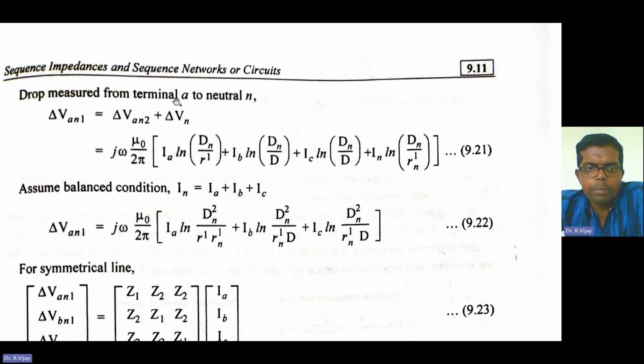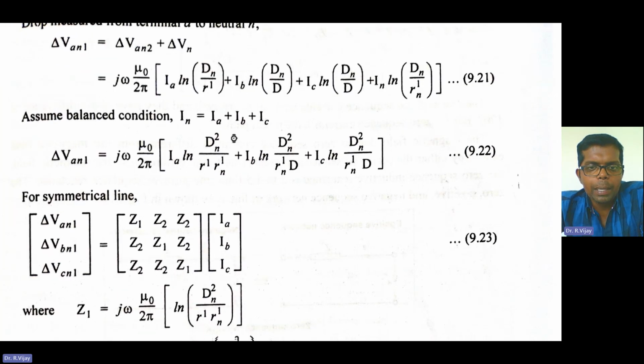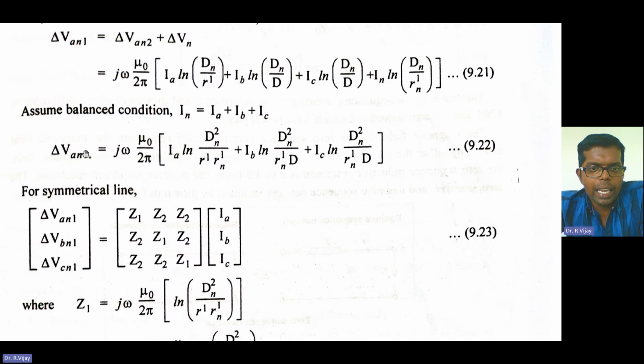The drop measured from terminal A to neutral N, del VAN, is equal to del VAN 2 plus del VN. So you need to add these two equations, and assuming balanced condition, IN is equal to IA plus IB plus IC. So here the change in VAN 1, if you multiply with this, you'll get j omega mu naught divided by 2 pi. This equation you will get: IA into ln Dn square divided by R dash into Rn dash, plus IB into ln Dn square divided by Rn dash D, plus IC into ln Dn square divided by Rn dash D.